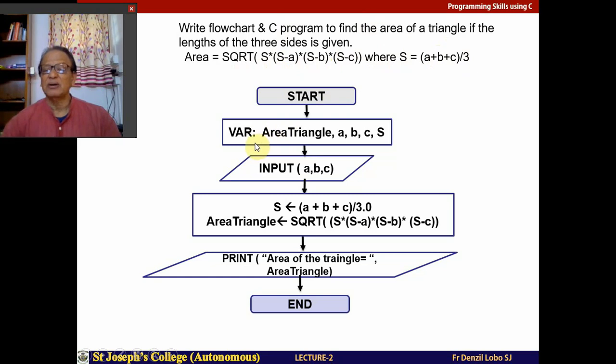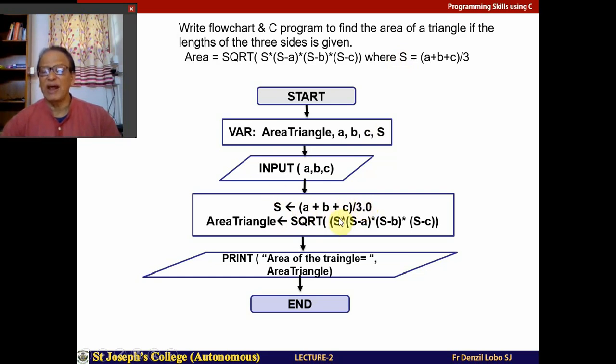Therefore, start, variables. These are the different variables. I input only the values of a, b and c. I don't have to input s. I have to calculate s. Therefore, s is assigned (a plus b plus c) divided by 3. Sometimes students make the mistake. They don't put the bracket here. They write a plus b plus c divided by 3. In mathematics, it may be okay, but not in computer science. Here you have to put this bracket and this bracket, and you find the sum and divide by 3.